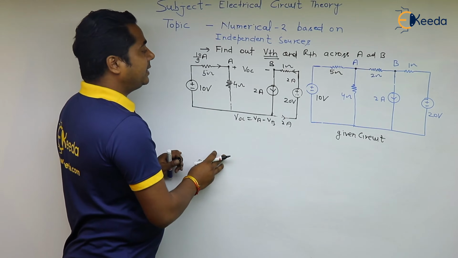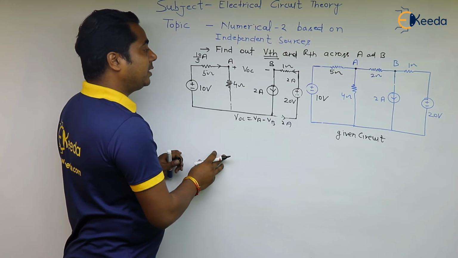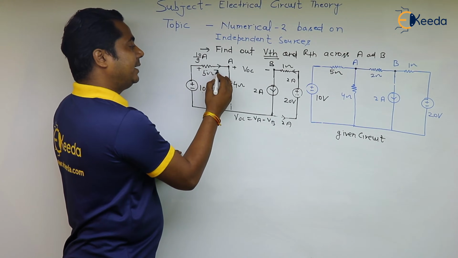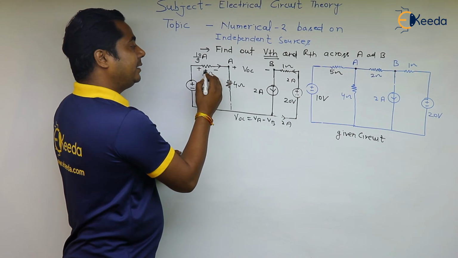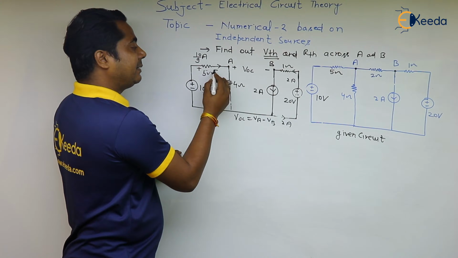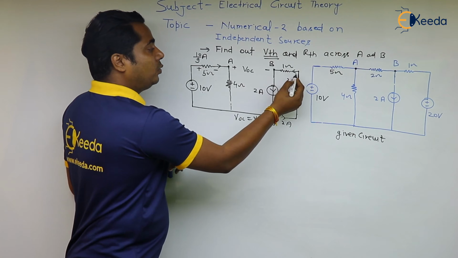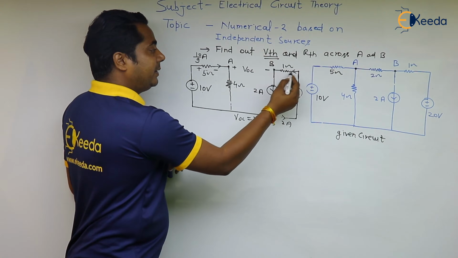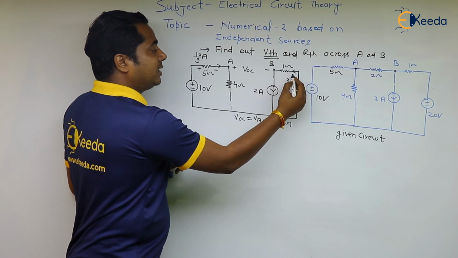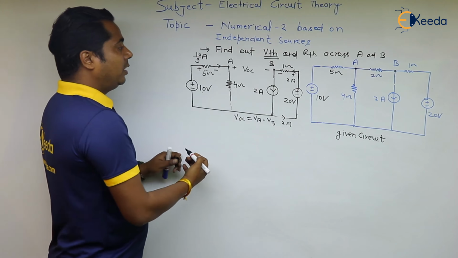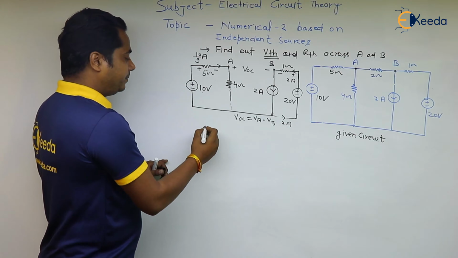Now the important thing is the sign convention. This will be your plus and this will be your minus. Current entering through the resistance will be at positive terminal and leaving terminal will be at negative terminal. This next 2 ampere is coming through this point, so this will be plus and this will be your minus. Now applying KVL.